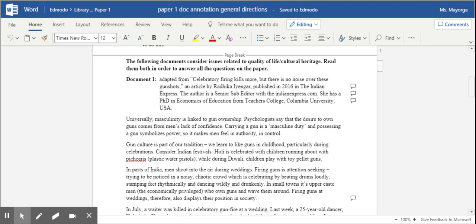You guys are experts at that, so I don't want to spend too much time on this. But since this article is focused on India and it is published by the Indian Express, it has ability to see. The author is a senior sub-editor, so clearly they have reputation. However, a negative is that their expertise in economics of education is irrelevant to the topic. So this could be a downside.